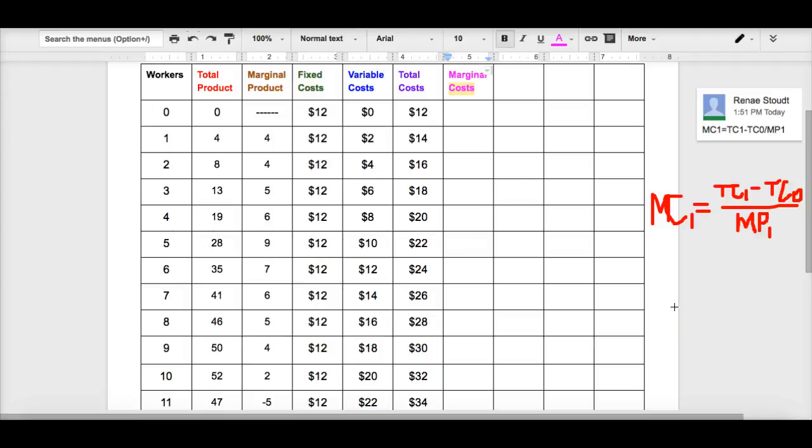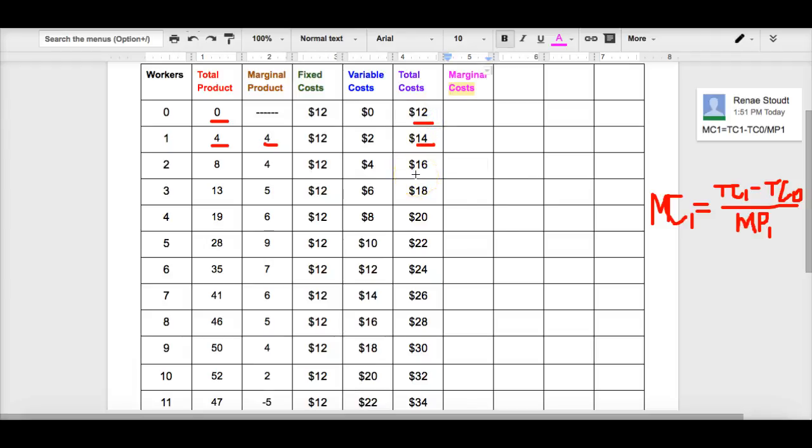Okay, now this makes sense if you think about it. Remember how we found marginal product? So for example, to find this 4 here, we took 4 minus 0 to get 4. To get this 4 here, we did 8 minus 4 to get 4. So all we're doing for the top part is we're doing 14 minus 12, which will give us 2, obviously.